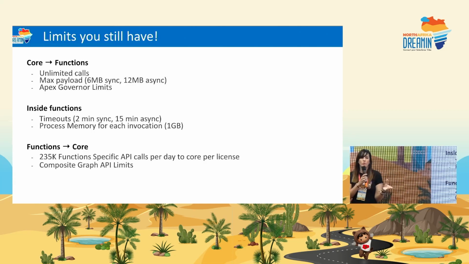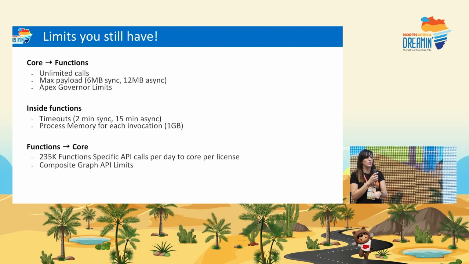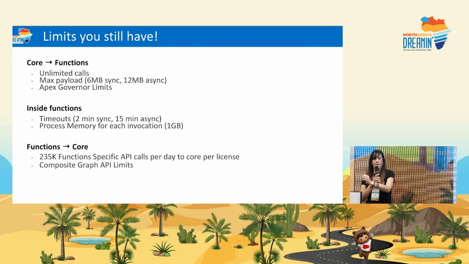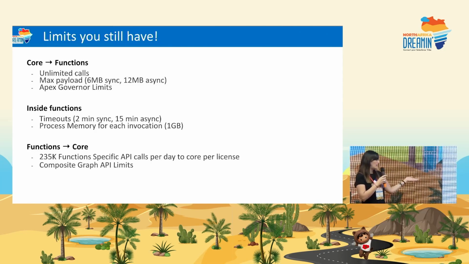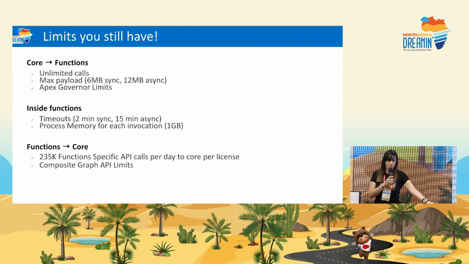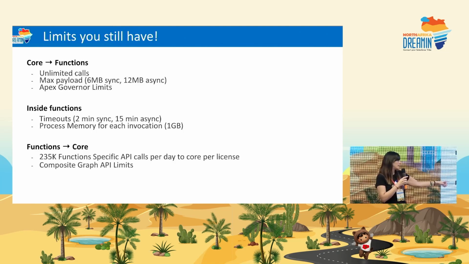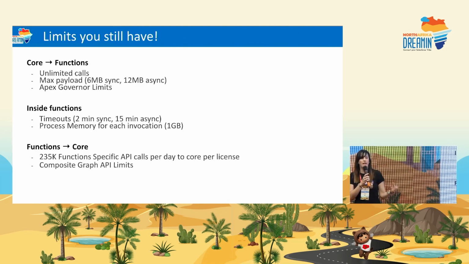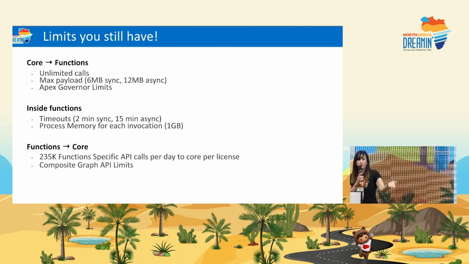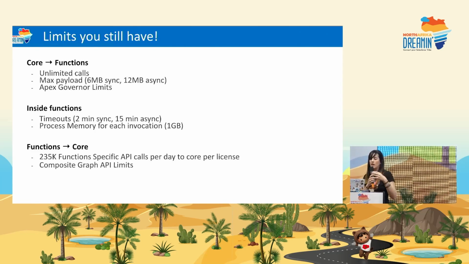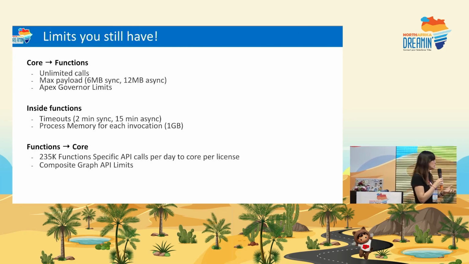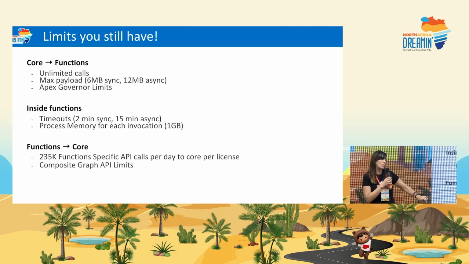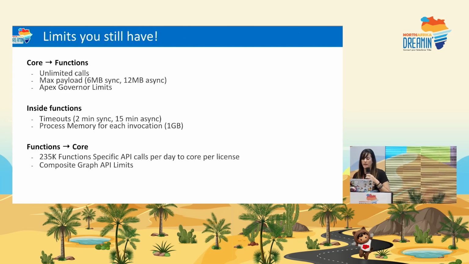But something that you can do is to parallelize your process and call a function multiple times if you need more compute capacity. And when you are calling from functions to core, there is an API limit that depends on the license that you have, an API calls limit when you do those SQL queries and those DML operations. That's why using the unit of work pattern is a good solution. And by the way, that unit of work pattern uses the composite graph API behind the scenes, so you have to respect those limits as well.